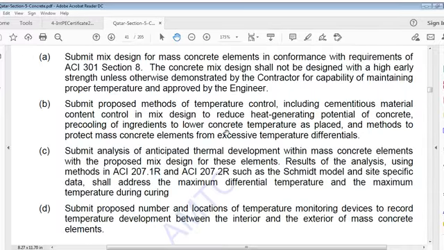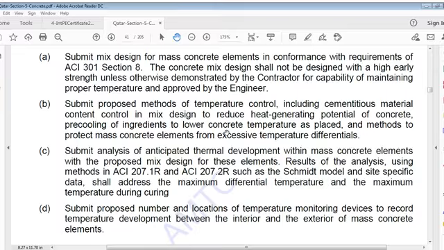Submit proposed methods of temperature control, including cementitious material content control, mix design to reduce the heat generating potential of concrete. You mean you have to reduce the initial heat generation potential of concrete, pre-cooling of ingredients to lower concrete temperature as placed, and methods to protect mass concrete elements from excessive temperature differentials. Submit analysis of anticipated thermal development within mass concrete elements with the proposed mix design for these elements.